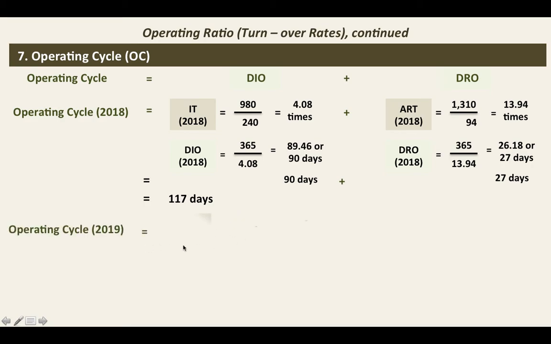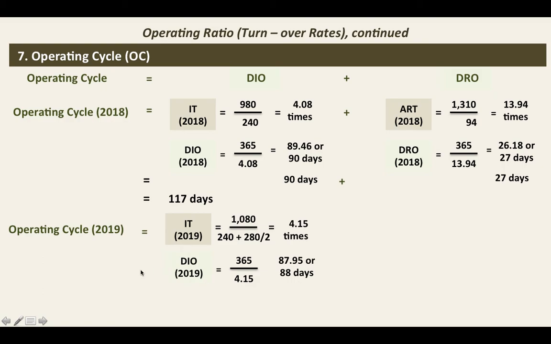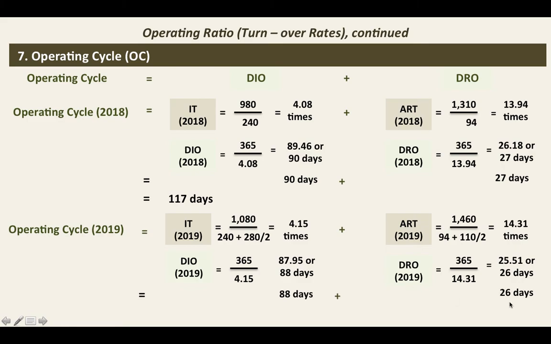Then for 2019, we have already computed this. So for 2019, our days inventory outstanding is 88 days. And for our days receivable outstanding, it is 26 days. So adding the two, days inventory outstanding and days receivable outstanding, we have 114 days for 2019. So it means that we are better, our conversion of cash from the time that we purchase inventory up to the time that we have collected cash is better in 2019.